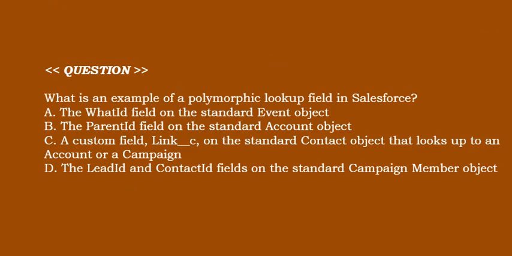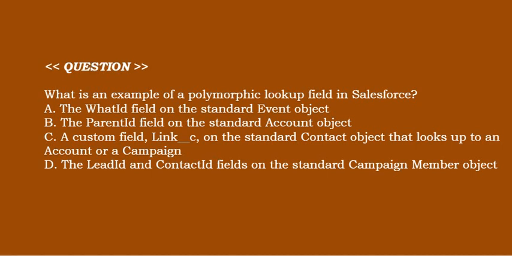Next question is, what is an example of a polymorphic lookup field in Salesforce? Option A. The WhatId field on the standard Event object. Option B. The ParentId field on the standard Account object. Option C. A custom field __c on the standard Contact object that looks up to an Account or a Campaign. Option D. The LeadId and ContactId fields on the standard CampaignMember object. Correct answer is option D.